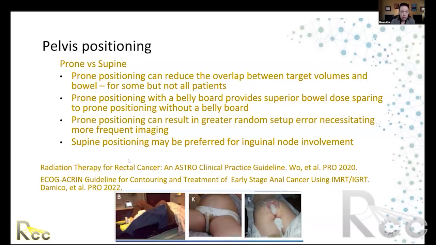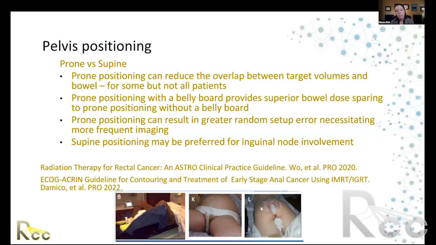So there's an ASTRO clinical practice guideline for rectal cancer, and then an ECOG-ACRIN guideline for anal cancer. And they have some great images and examples of setting up the patient. Here's a patient where frog leg positioning was found to be ideal, and a wing board was actually used. Just flip the wing board around and use a Vac-Lok bag here to support and immobilize the legs in that frog leg positioning.